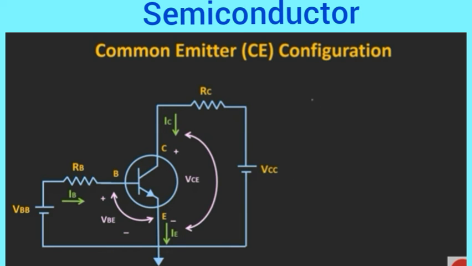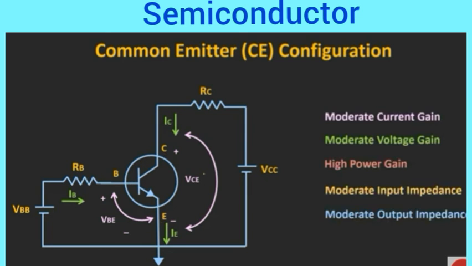Now as I said earlier, during the active region of operation this input current gets amplified by a factor of beta, and this beta is known as the current gain of this configuration. And whenever we connect a load between the collector and emitter terminals, we can also obtain the voltage gain. So this common emitter configuration provides a moderate current gain as well as a moderate voltage gain, but it provides a very high power gain, and in fact that is why this configuration is frequently used for signal amplification.